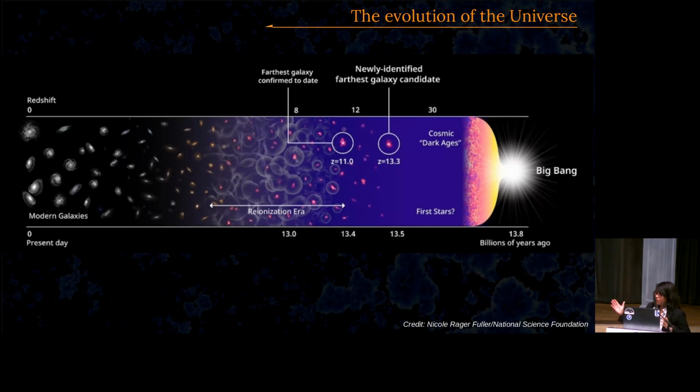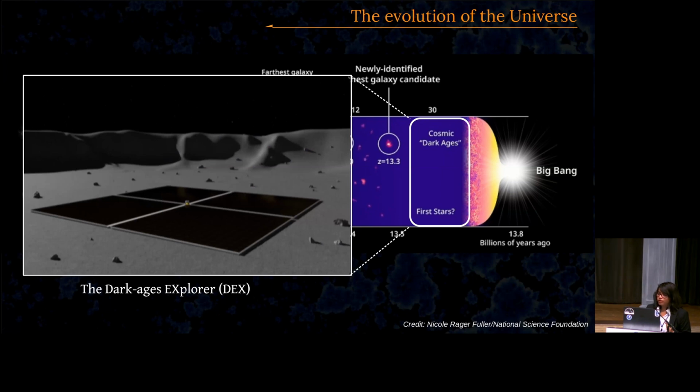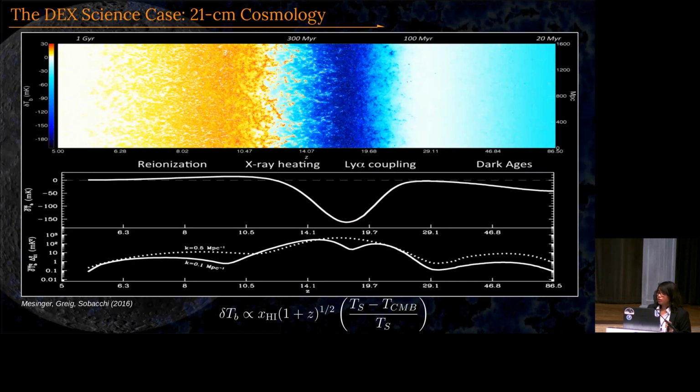Okay, so this is the entire picture of the evolution of the universe. Since then, the universe has been in the state of ionization till date. As I already mentioned, we do not have much information about the dark ages because we do not have any luminous sources or stars during that period, but the underlying physics of the universe during that period was pretty simple. That is where the Dark Ages Explorer comes into the picture, and it is going to shed light on this period. The science case for DEX is the 21 centimeter cosmology.